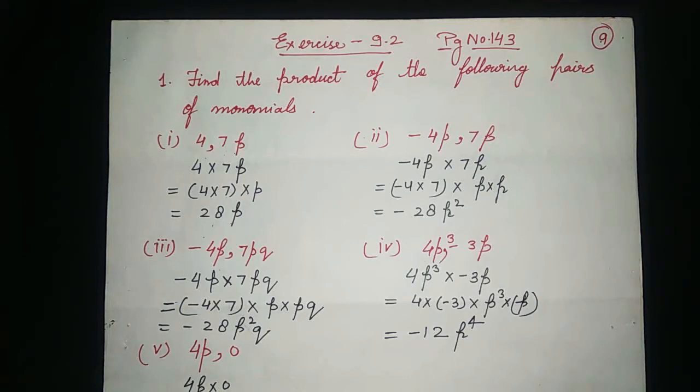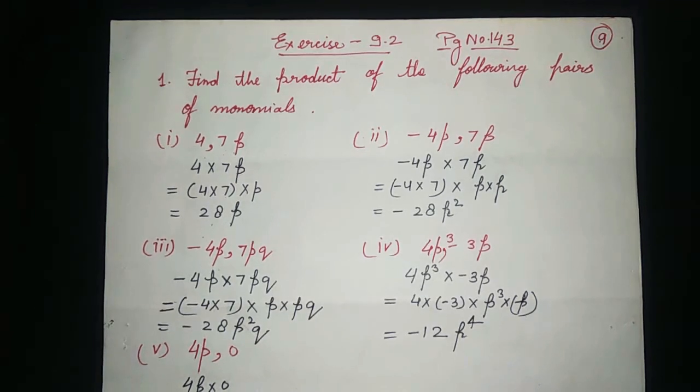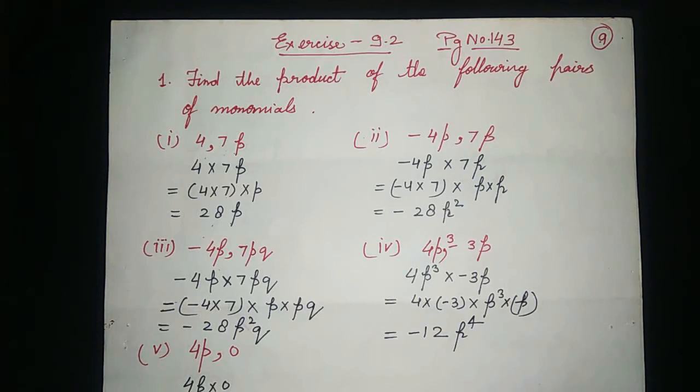Hello students, today we will solve exercise 9.2 of the algebraic expressions and identities chapter. In this exercise, we will solve questions based on multiplication of monomials. In the introduction, I have already explained multiplication of monomials. Now, let us solve the exercise.